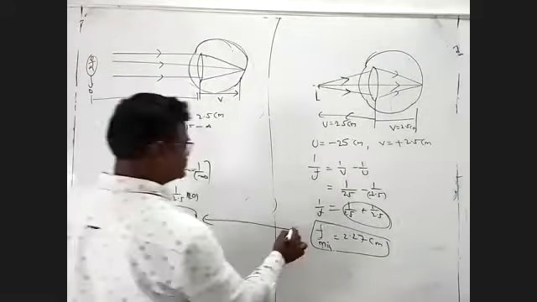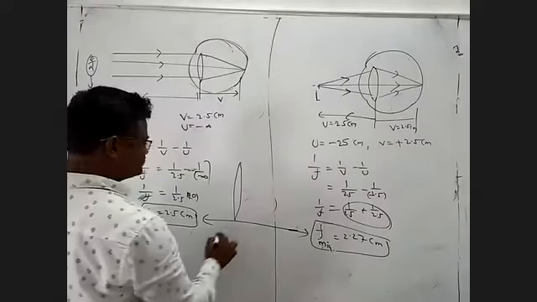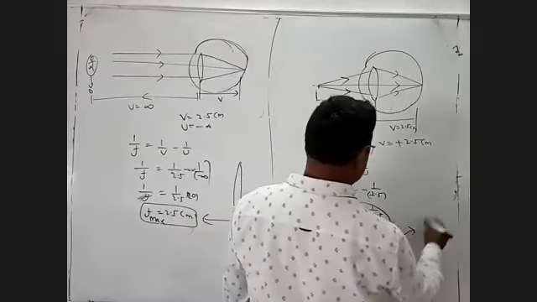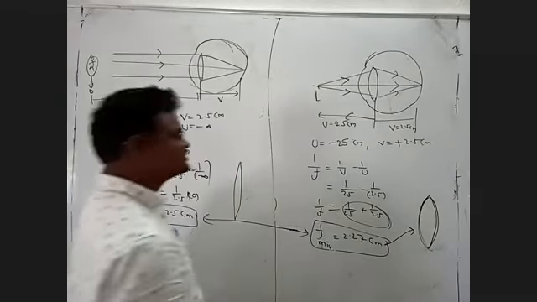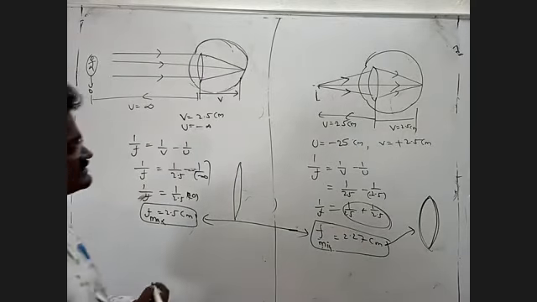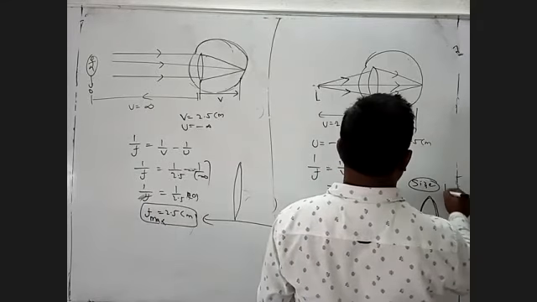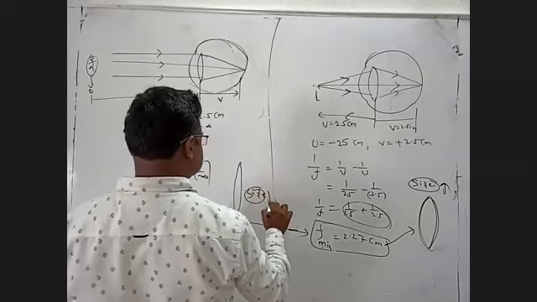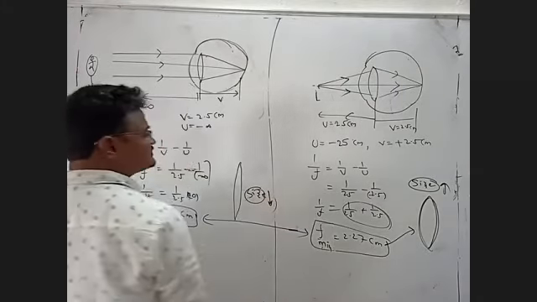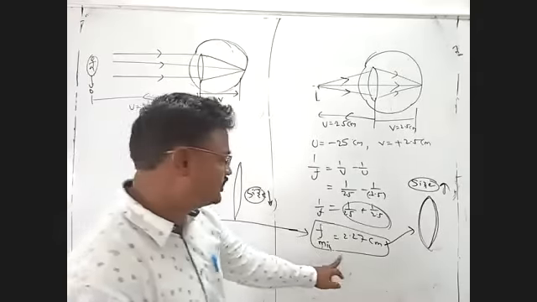So maximum focal length means the size of the lens is more. Minimum focal length means the size of the lens is less. This is maximum and this is minimum.